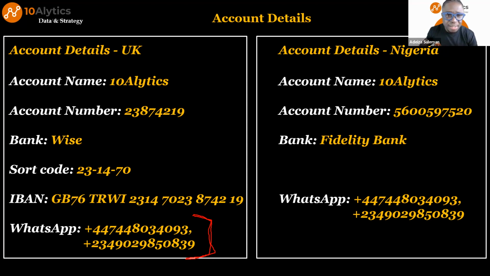Olushola, if anyone wants to learn data analytics and also business analysis, of course you have to pay. You have to pay separately for the 2 programs. Business analysis and data analytics are 2 different programs entirely.